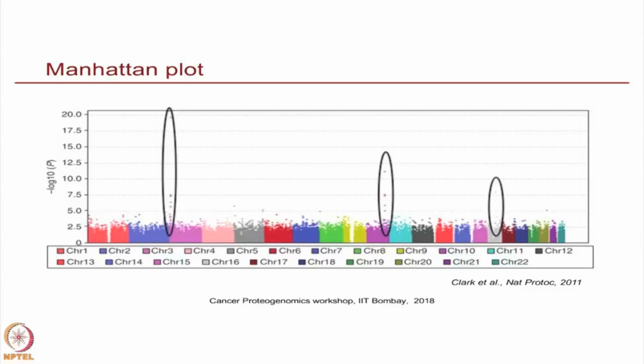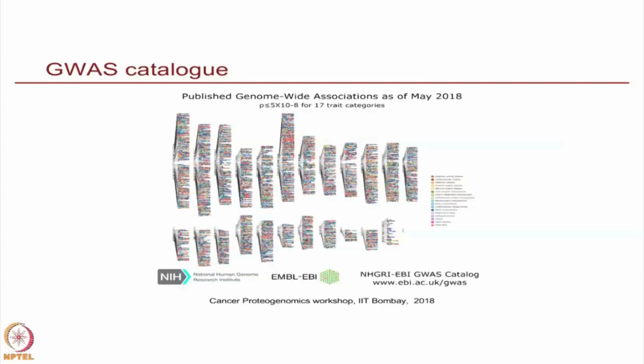This is a very effective way for visualization, and immediately you can see that at this chromosome 3 and this chromosome and this chromosome, the 3 chromosomes at these positions, there are SNPs associated with the phenotype you are interested in. So that's a very effective way to visualize and understand your data.